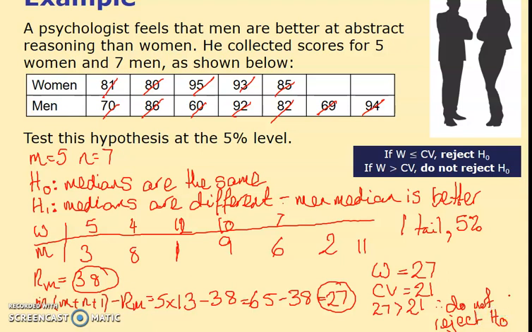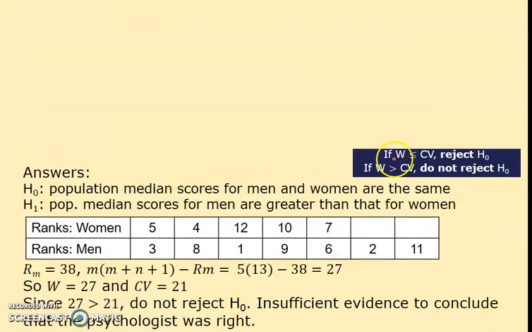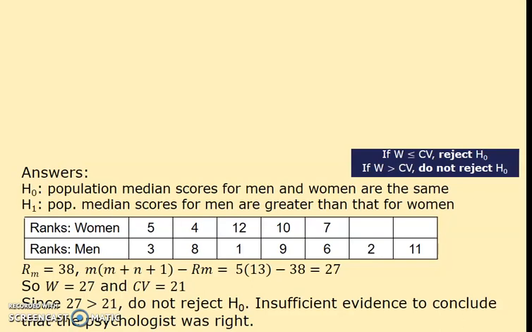I'd be expected to put a wordy bit on there as well. Yeah, you've seen the kind of things you have to do for the wordy bits. So the wordy bit here is, I've just written it at the bottom. It says insufficient evidence to conclude that the psychologist was right.